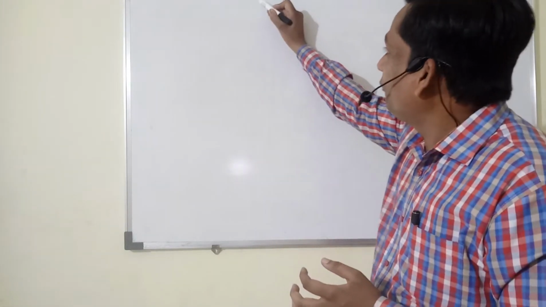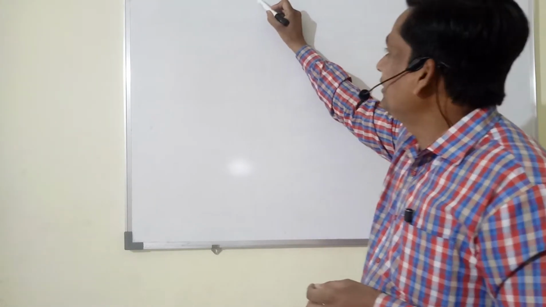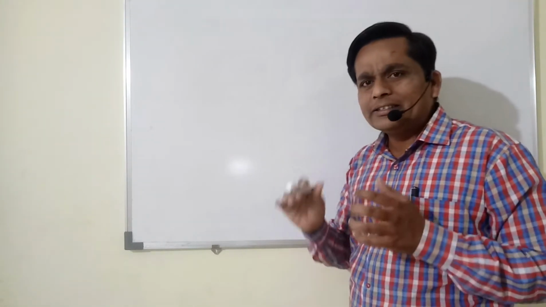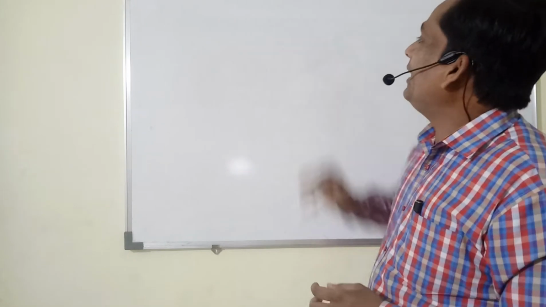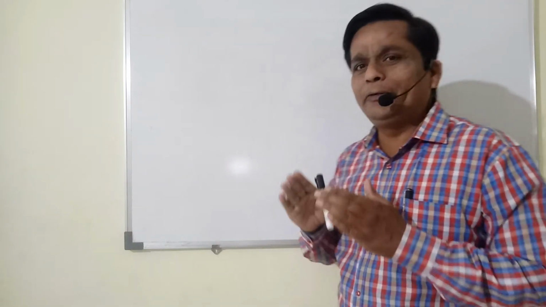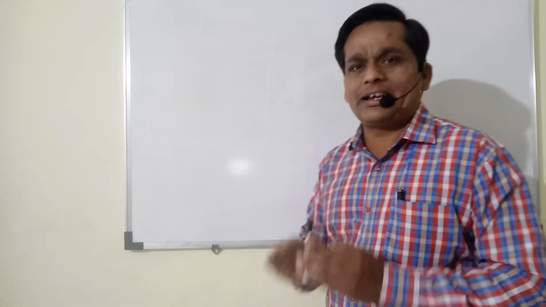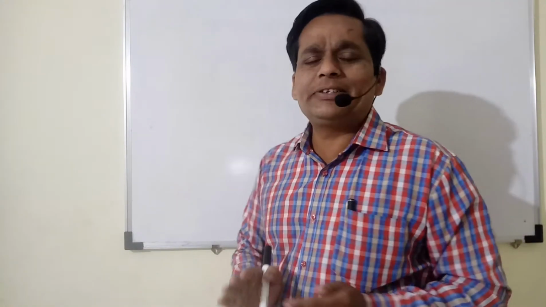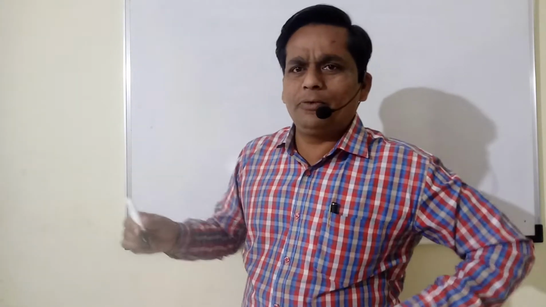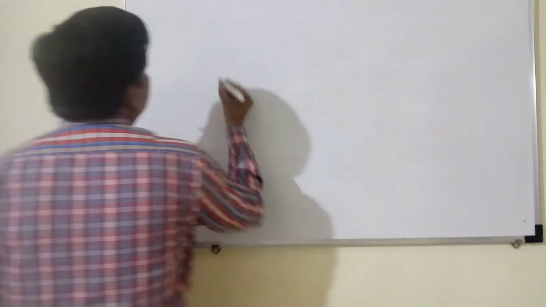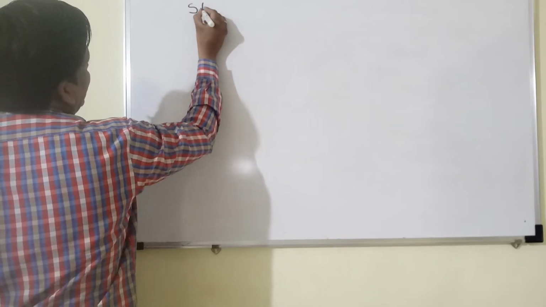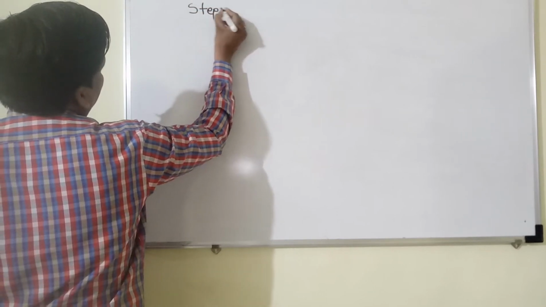I hope it is clear what is meant by SN1 reaction. Here S stands for the substitution reaction, N stands for nucleophilic reaction, and 1 stands for the unimolecular reaction. So this SN1 reaction involves 5 steps. Now we see one by one. The first step is the hydrolysis of tertiary butyl bromide.